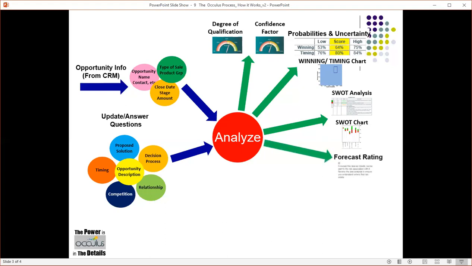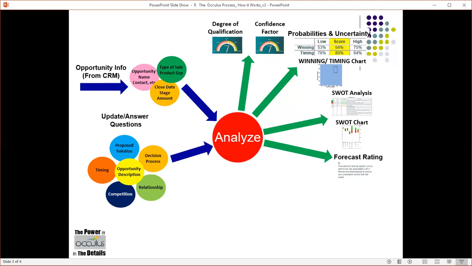The next thing we look at is the forecast rating. What Occulus does is it takes all the analyses, the numbers that you see above, the degree of qualification, the confidence factor, the probabilities, uncertainties, the SWOT analysis, etc., and rolls all that information through a series of algorithms, and will come up with a forecast rating. This is done automatically. It's consistent across everything. And in this case, it's a B.